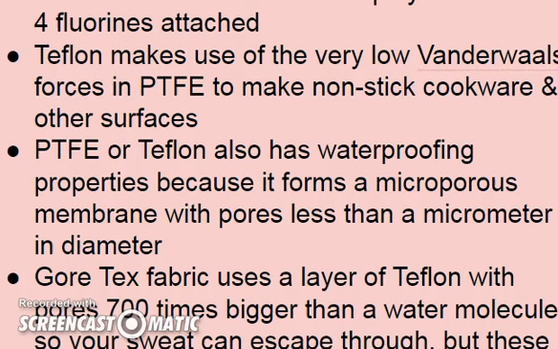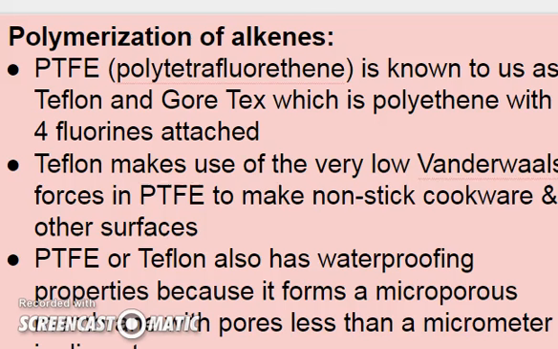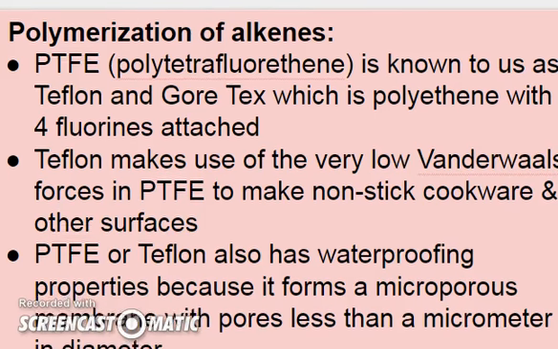Looking at a few more uses of alkene polymers, there's one called polytetrafluoroethene, and that's just when 4 fluorines have attached to each ethene monomer. This is known to us as Teflon or Gore-Tex. Gore-Tex is really just another application of Teflon. Teflon was actually developed by the Space Agency to help space shuttles re-enter without a lot of friction. So it's made to have very, very low van der Waals forces to make things non-stick. Nothing is attracted to it. Even geckos can't stick to this. So we know it for non-stick cookware and other surfaces.